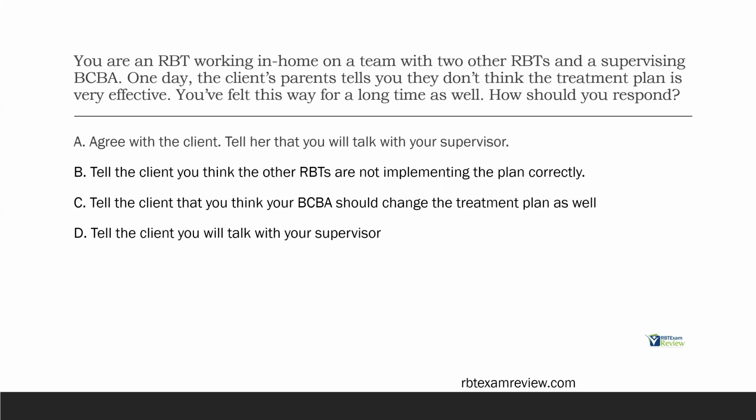C, tell the client that you think your BCBA should change the treatment plan as well. Again, you're telling the wrong person, right? Who should you be communicating with? Who does the task list want you to communicate with? The task list wants you to communicate openly and effectively with your supervisor, with your BCBA. Really what you should be doing is D, tell the client you'll talk with your supervisor, okay?